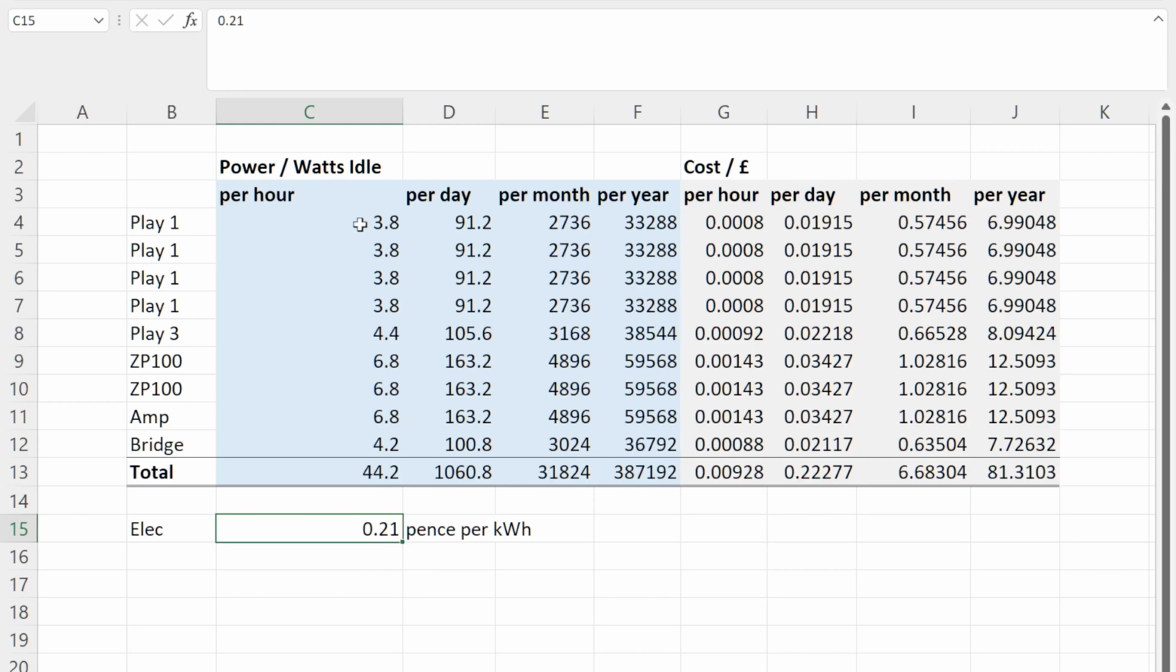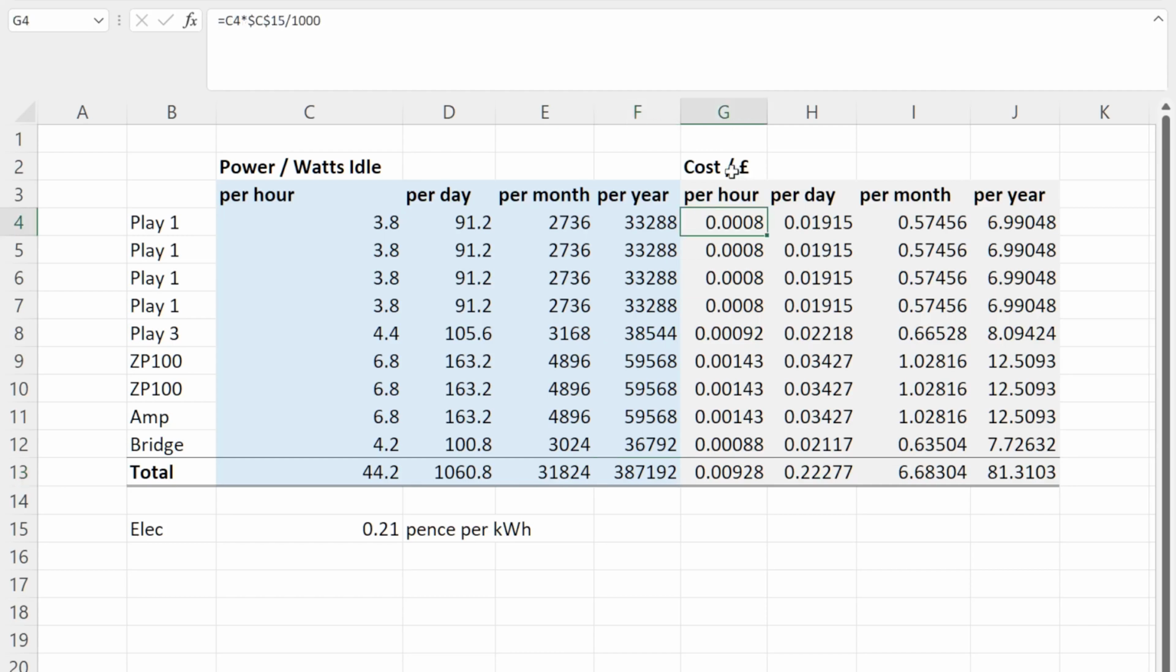Well, basically, we've got the watts idle. So this is all based on idle costs, okay, not actually playing costs. So we've got the Play Ones adding up to, if I have them all on, 44 watts per hour. And then I've done per day, basically a kilowatt, more or less, 1,000 watts per day. And per month, 31,000 watts. And then per year as well, as the number gets a lot bigger. So that's the watt section in the light blue area.